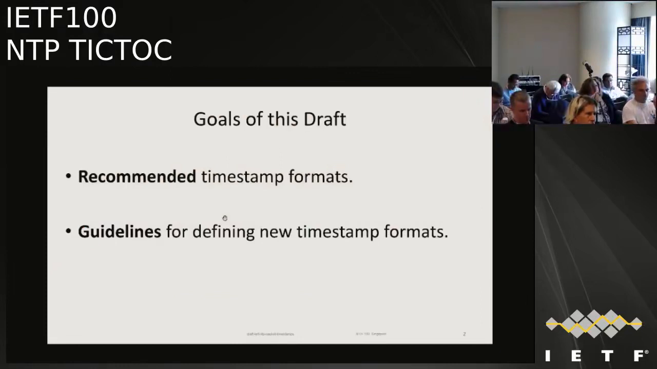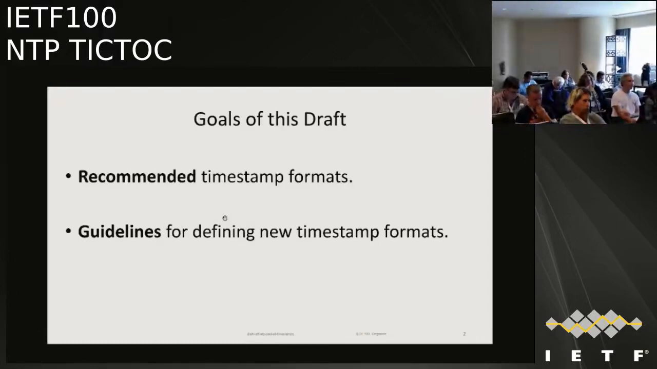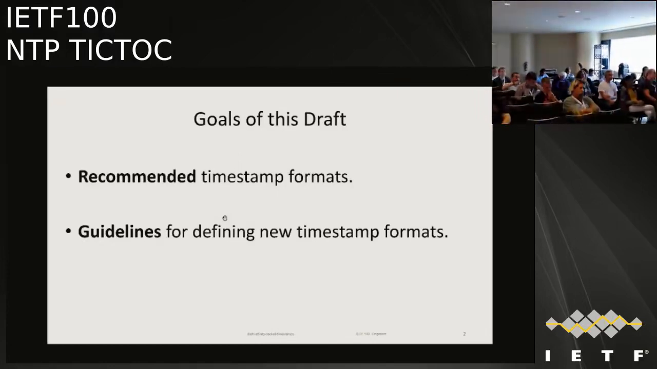This draft is intended for people who design network protocols. And there are two main goals to this draft. One is to define a relatively small subset of recommended timestamp formats, a subset of all the timestamp formats that we may be familiar with. We believe that in most cases, when you're designing a network protocol, one of these recommended formats will fit your requirements. And for special cases where none of these formats fits your requirements, this draft also specifies guidelines for how to define a new timestamp format. Next, please.